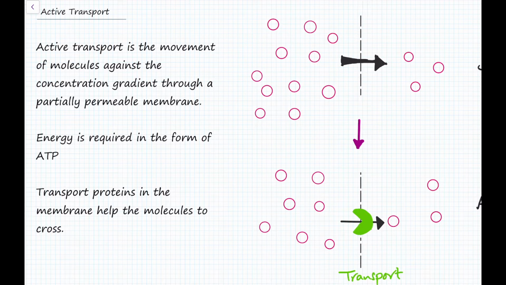Active transport is the movement of molecules against the concentration gradient through a partially permeable membrane. For this process, energy is required in the form of ATP. And because this is going against the concentration gradient, the molecules will need to be helped across by transport proteins in the membrane.